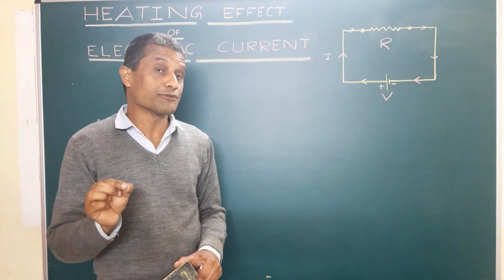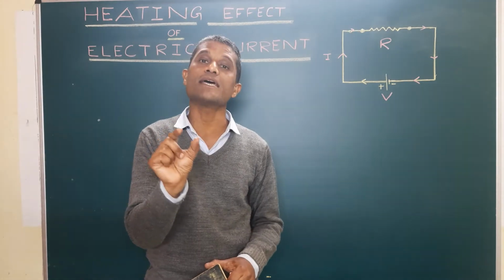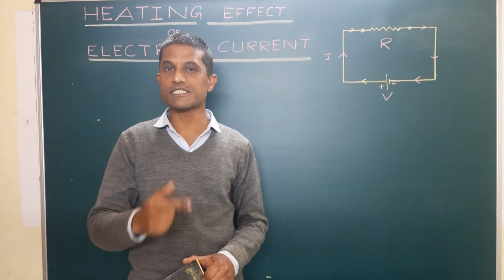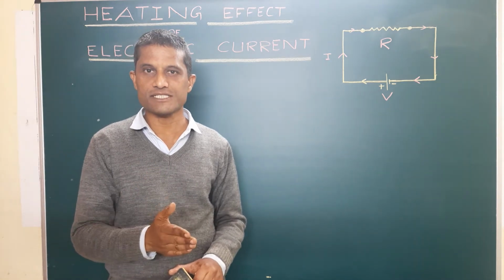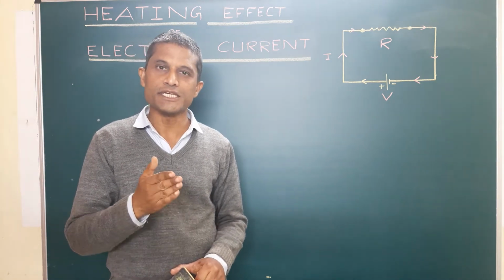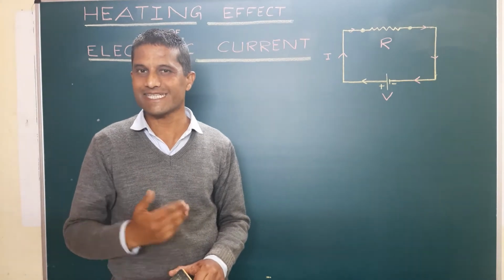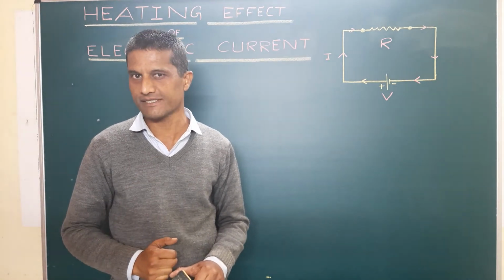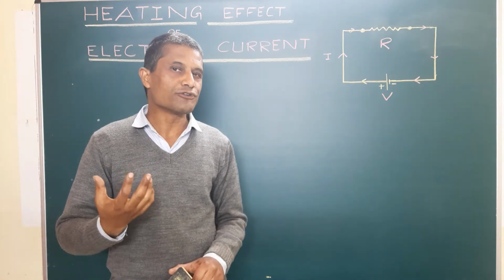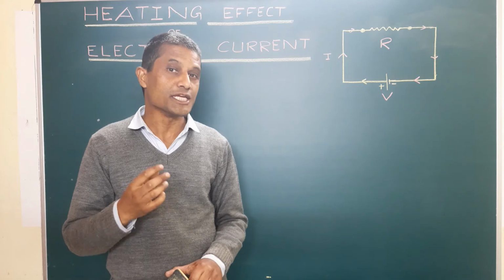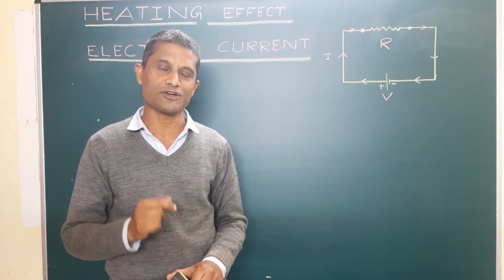So when the current flows through a high resistance wire, mark my word, high resistance wire, it means the resistance must be on the higher side. If the resistance is low, then the heat formed is of negligible amount that can't be easily felt by us. So in order to feel the heat being produced in a given conductor, we need a conductor of high resistance.